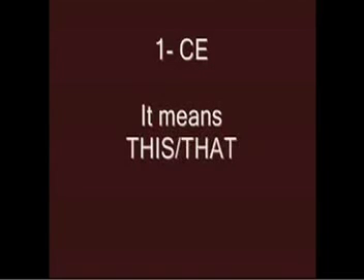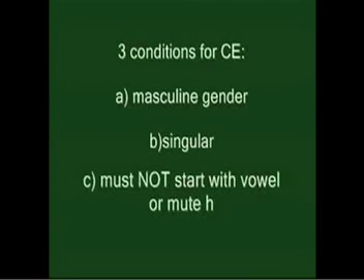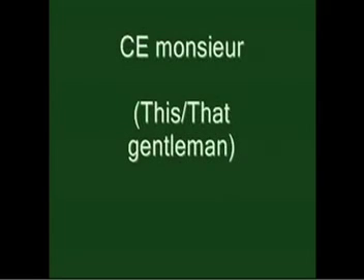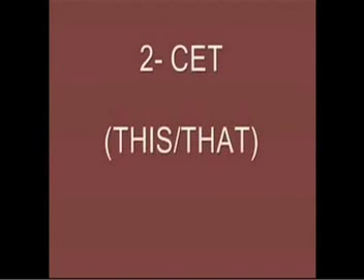So in order to use ce before the noun that you wish to indicate, this noun needs to satisfy 3 conditions. First, it should be masculine. Second, it should be singular. And third, it shouldn't start with a vowel or a silent H. For example, ce monsieur, this gentleman or that gentleman. Ce cadeau, this gift or that gift. Ce fantôme, this ghost or that ghost.